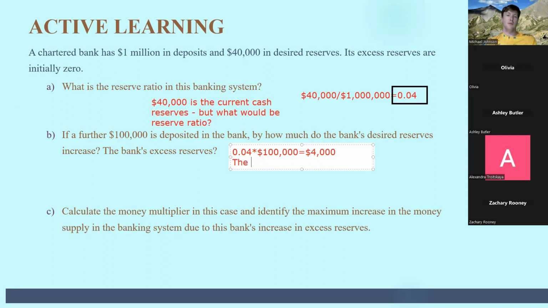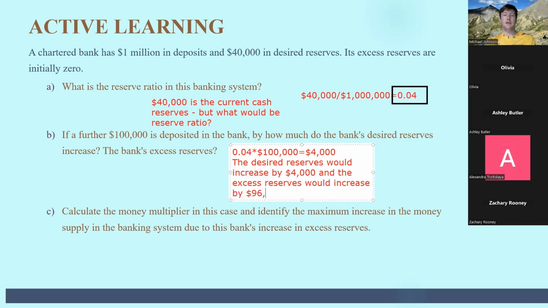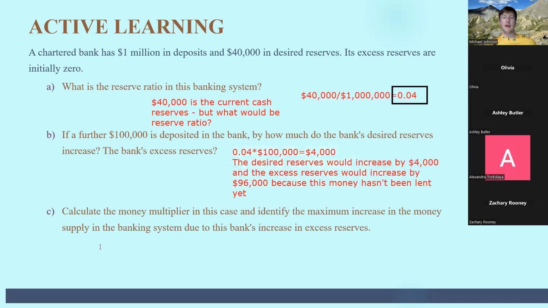But yeah, good try. So 4,000. So the desired reserves would increase by 4,000 and the excess reserves would increase by 96,000 because this money hasn't been lent yet. So that's what would happen. Good job, Olivia.